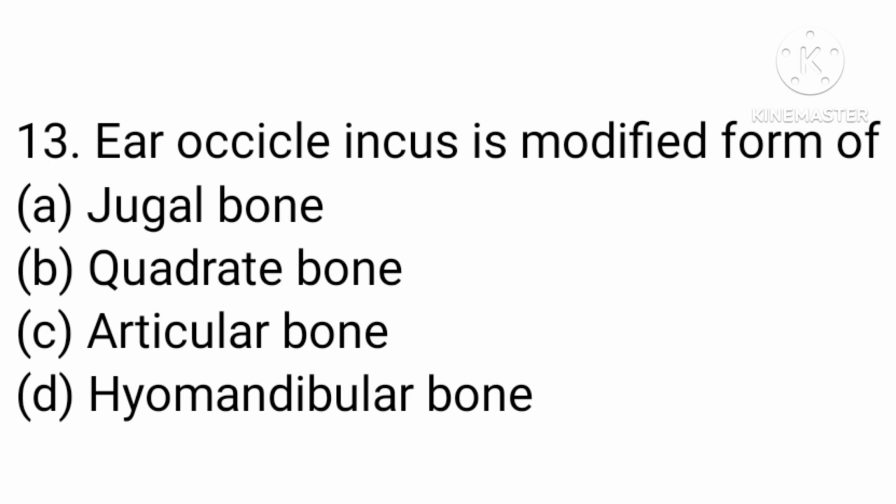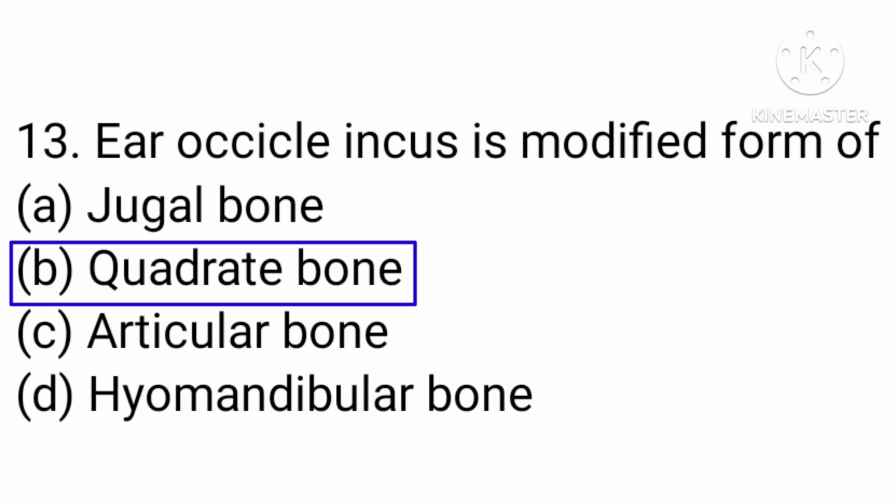Question number 13. Ear ossicle incus is a modified form of jugal bone, quadrate bone, articular bone, hyomandibular bone. Correct answer option B quadrate bone.